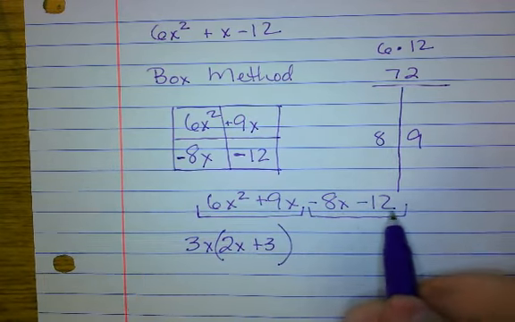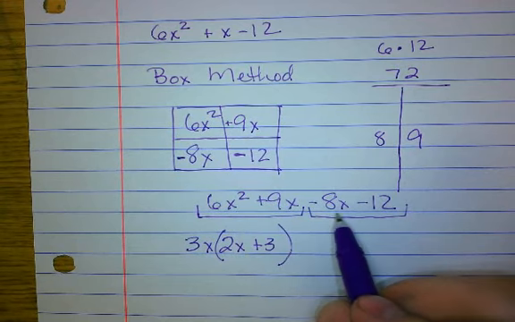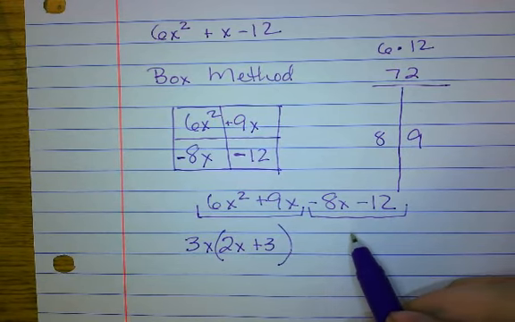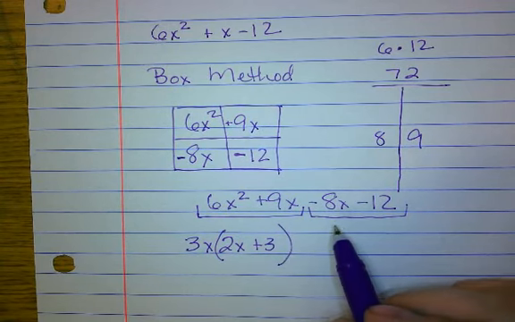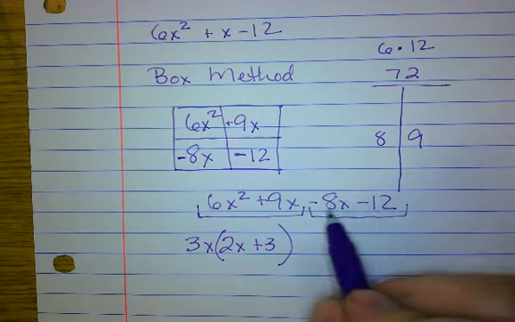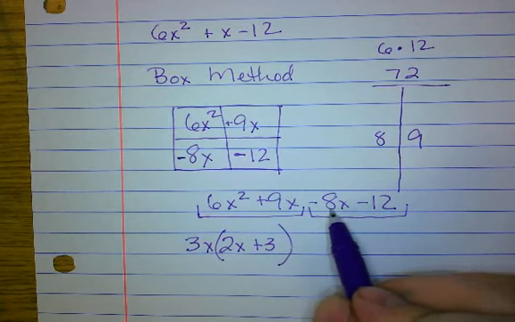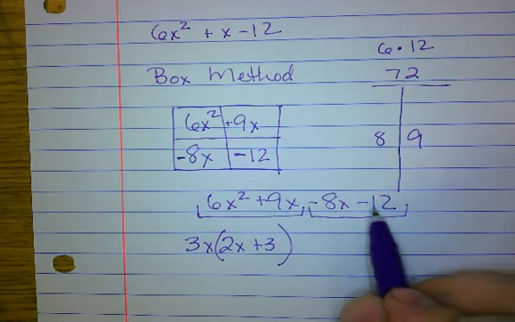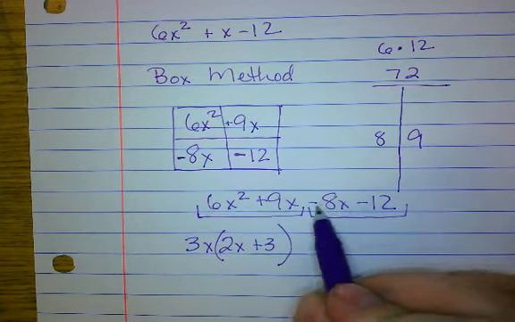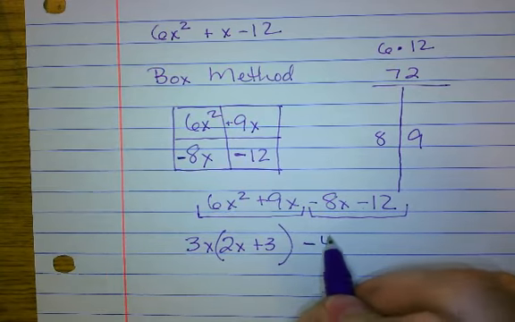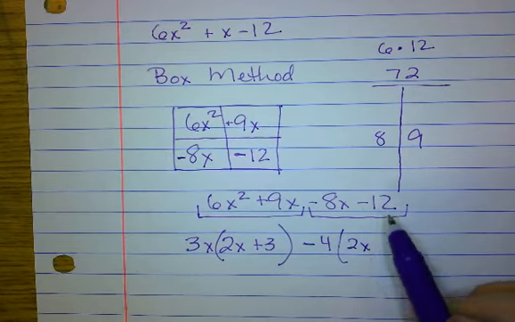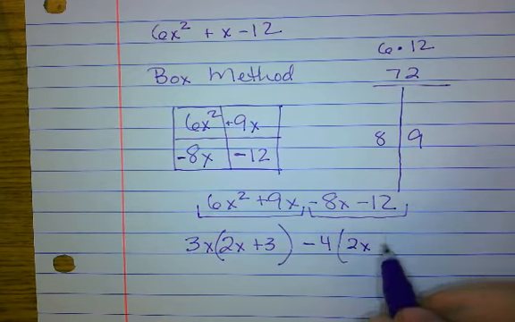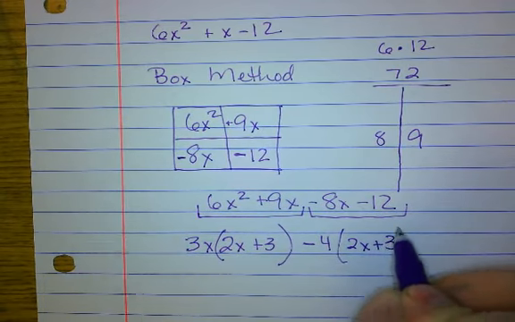Now for the next term, I need to do the same thing. I have a negative 8x minus 12, and I need to think about what is the largest factor that I can pull out of this. Now, if I have 8 and 12, they're both even. I know 2 can go into it, and I also know I can take 4 out. But I can also take a negative with that. So if I take a negative 4 out of 8x, I'd be left with 2x. And if I take a negative 4 out of 12, that would leave me a positive 3.